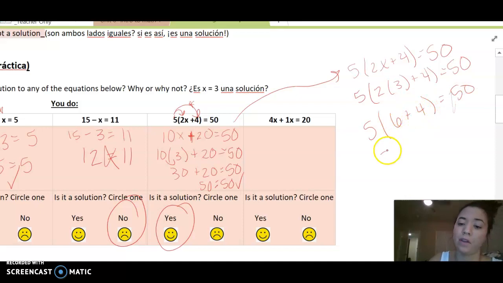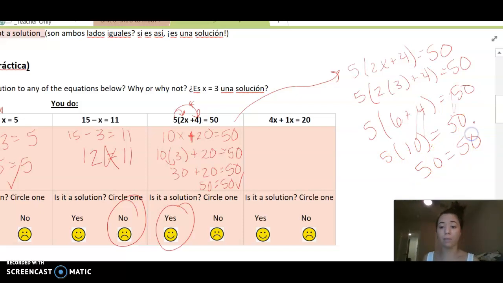And then keep going inside my parentheses. 6 plus 4 is 10. 5 times 10 is 50. So either way you get the same answer. Yes, it's a solution. The first way I did it was distributing my 5. Otherwise, you could just plug the 3 right in. Just remember to use order of operations.